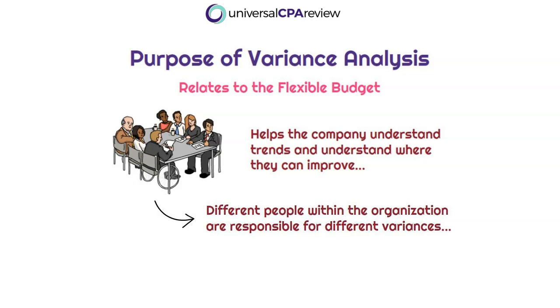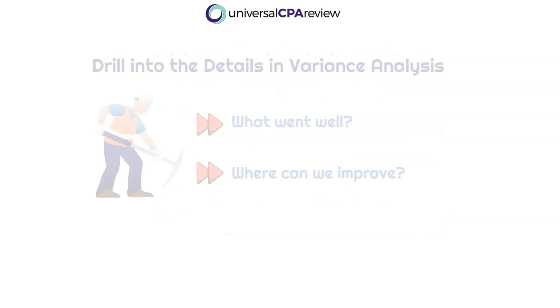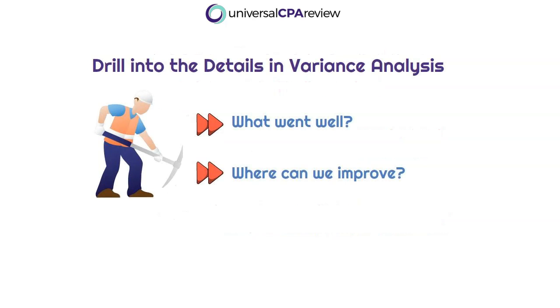But if we only looked at it at a very high level, saying like what drove overall increase in cost of goods sold, well, then we wouldn't know what areas we can improve on and who in the company is responsible for either good performance or poor performance. And so what we do with variance analysis is we drill into the budget versus actual, mainly in the cost of goods sold and the manufacturing process to understand, okay, what went well and what isn't working and where can we improve. So that is the primary purpose of variance analysis.